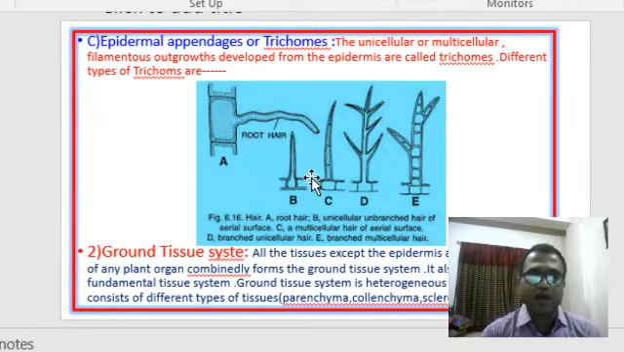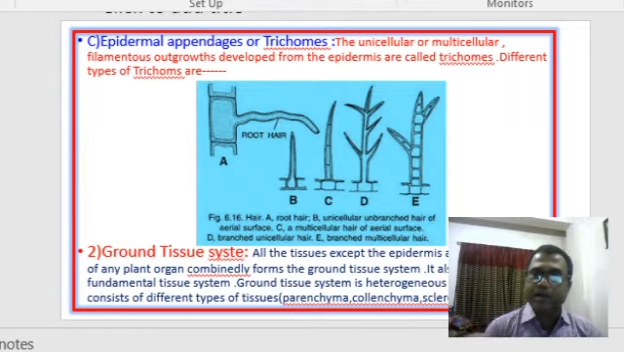Ground tissue system. All the tissues except the epidermis and vascular tissue of any plant organ combinedly form the ground tissue system. It is also called the fundamental tissue system. The ground tissue system is heterogeneous in structure and consists of different types of tissue, such as parenchyma, collenchyma and sclerenchyma.